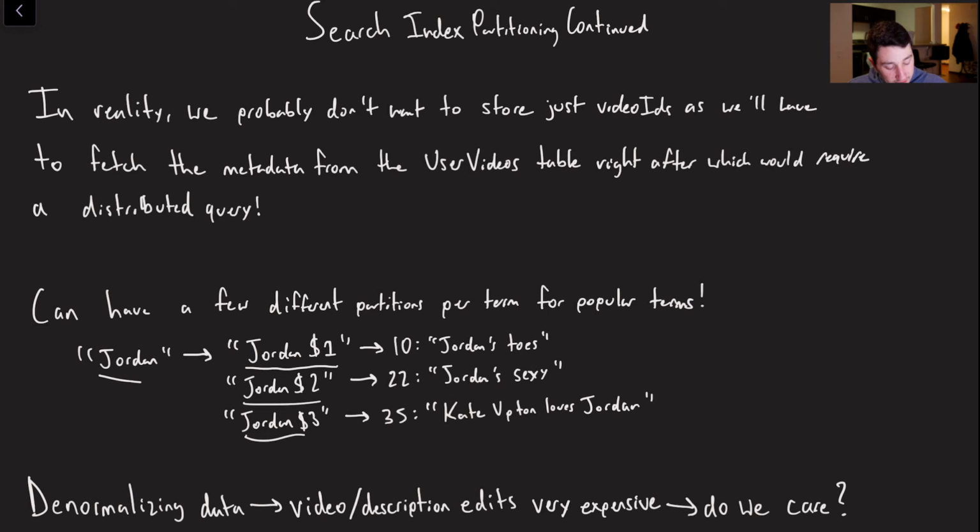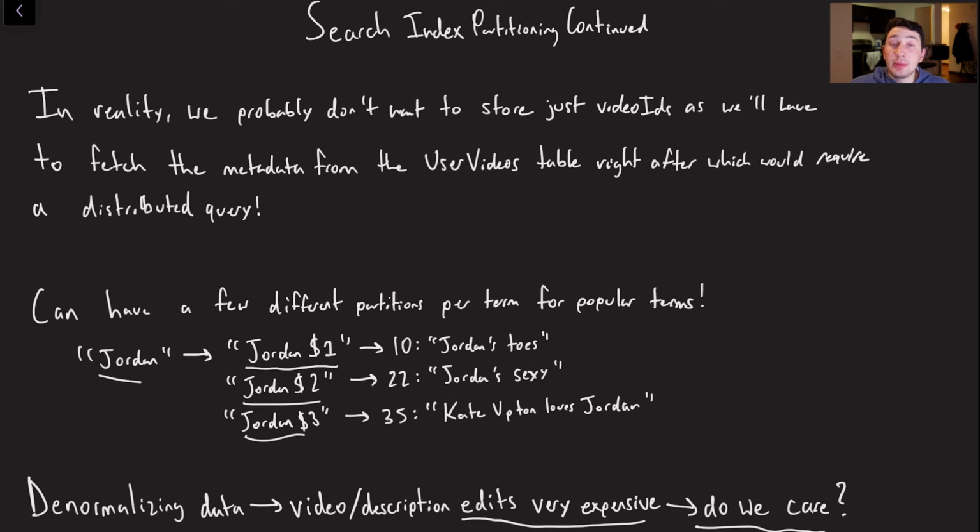So again, what this also is going to mean is that if we do keep our data denormalized, right, if we store the actual title and the description of the video within our search index, now all of a sudden, if we want to be able to edit those, that's going to get super expensive, right? Because now we have to actually find where they are in the search index and go ahead and change them. The question is, do we actually care?